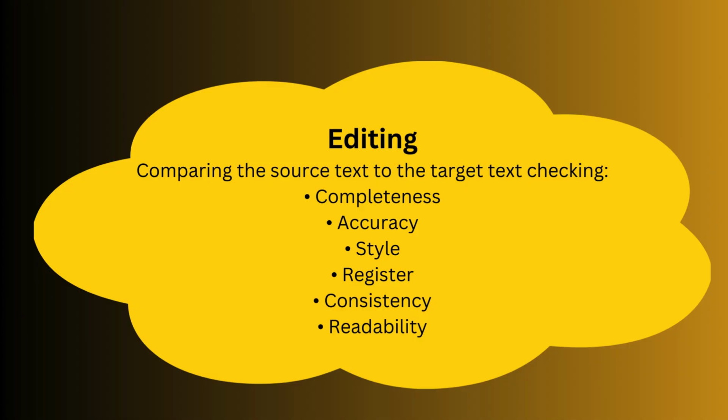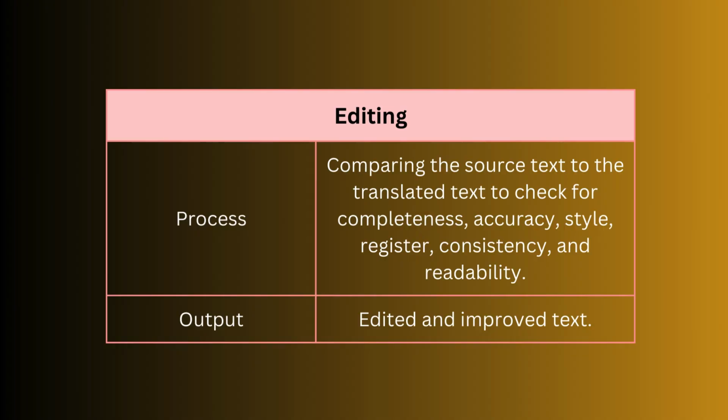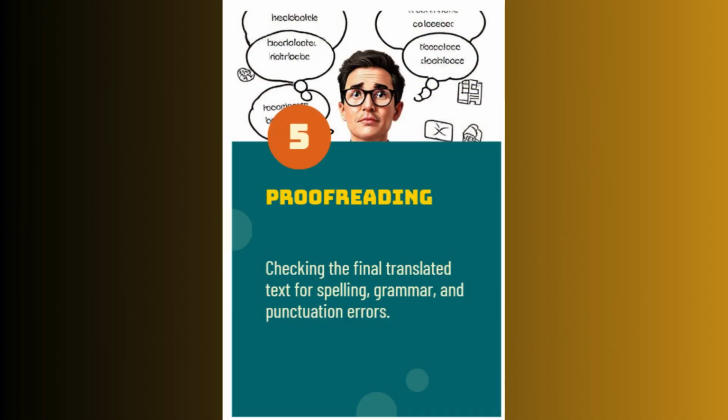Editing is a critical step in the translation process, where the translated text is compared against the source text. This phase ensures completeness. Nothing should be added or omitted, and accuracy, where the meaning and information are preserved. The editor checks for style and register, making sure the tone is appropriate for the target audience and purpose. Consistency is another key focus, particularly with terminology and formatting, while readability ensures that the translation flows smoothly and is easy to understand. This thorough review helps eliminate any errors or inconsistencies, refining the translation to meet the highest standards.